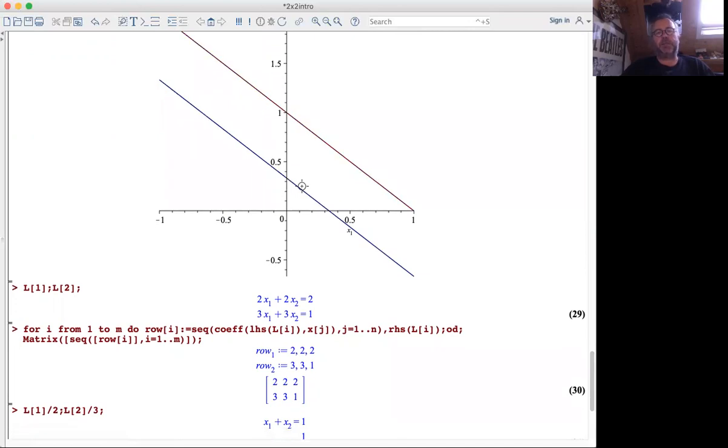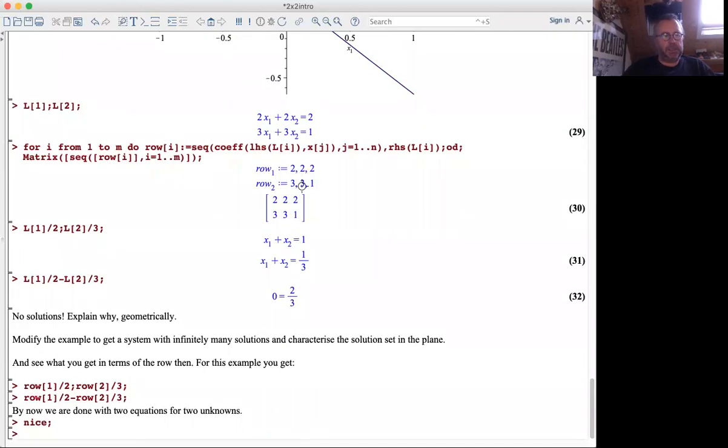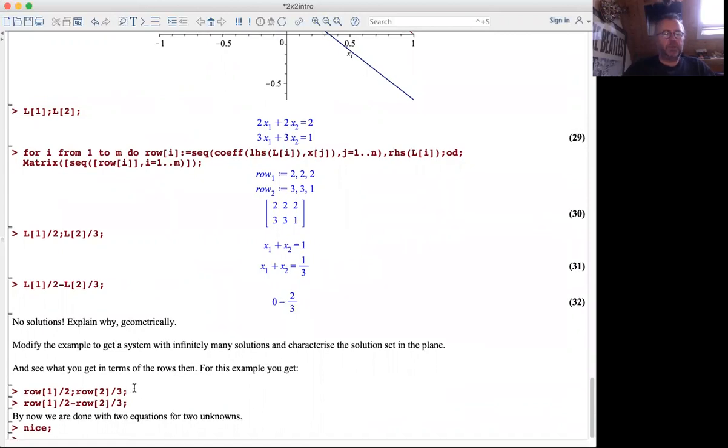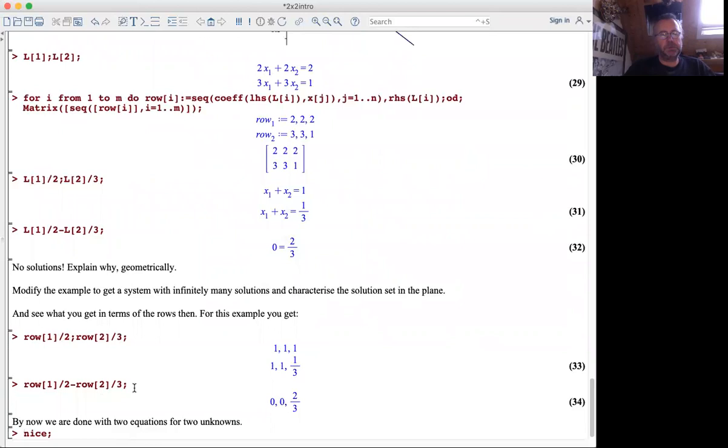I already explained this, right? And modify the example to get a system with infinitely many solutions and characterize the solution set in the plane. And see what you get in terms of the rows. For this example, you get these rows. And when you combine the rows, you get this row with two zeros here and something non-zero here. So that's already answering the question.